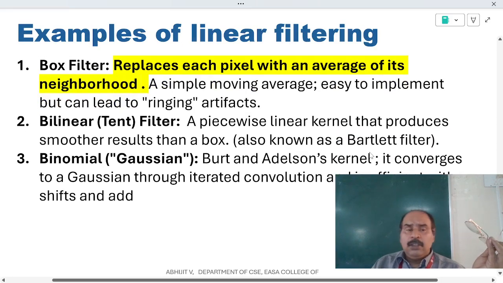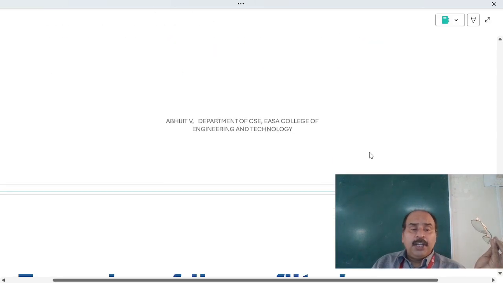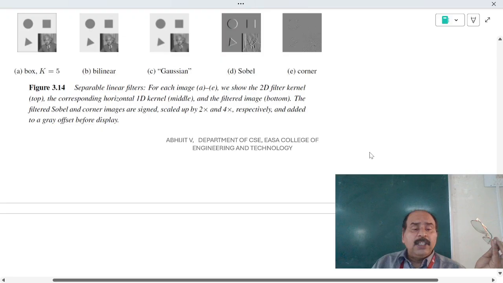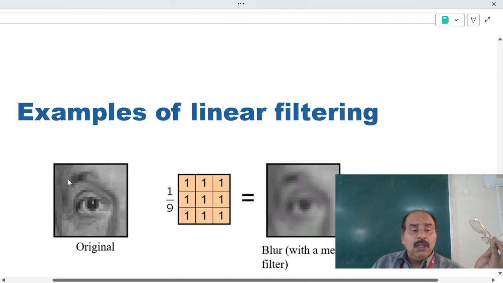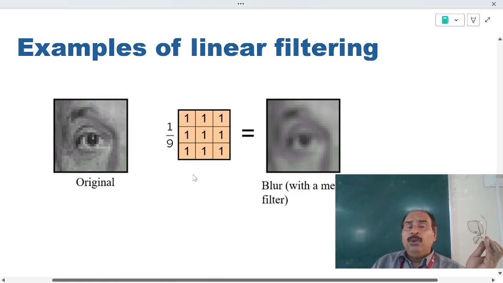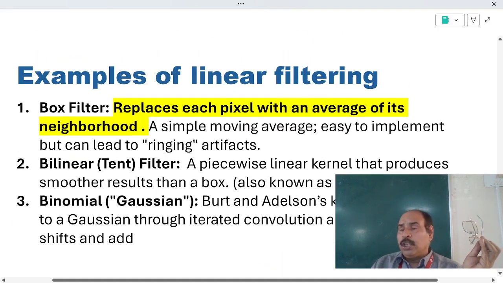Bilinear or tent filter, Gaussian filter, Sobel operator, corner detection. So here is where the example comes. This is box filtering. When you transform this image into a matrix and do this operation on each pixel of this original image, you get a blurred image. So we can just continue after you have noted down these points.